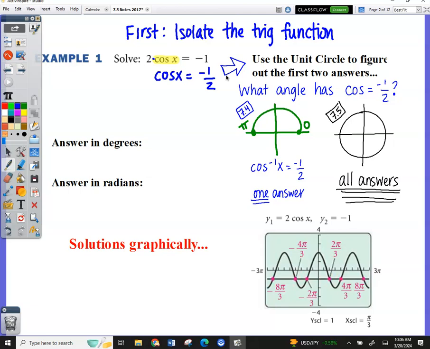Tell me where is cosine negative 1/2? 120. And 240. 120 and 240. Watch how I write this. Don't write big, by the way. 120 and 240. Now we could go ahead and write the radian as well underneath. So what would that be? 120 is 2 pi over 3. 240, what is it? 4 pi over 3.